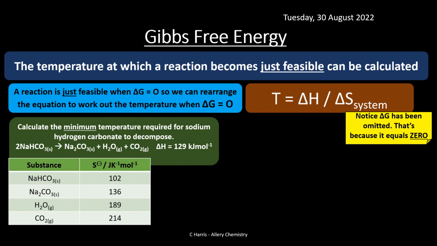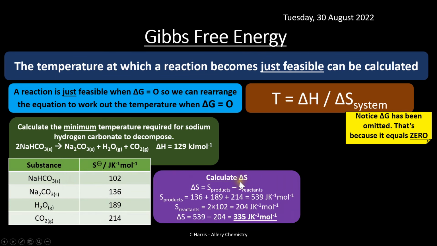Here we've got sodium hydrogen carbonate solid decomposing to produce sodium carbonate solid, water and carbon dioxide. There's your enthalpy change, it's positive, not good. Here are the entropy values for each of the substances. We're going to calculate delta S first. Delta S is products minus reactants. Put in all the values of your products and all your reactants, as you can see there. The entropy value comes out at 335 joules per Kelvin per mole. So entropically, that's positive, so that's favourable.